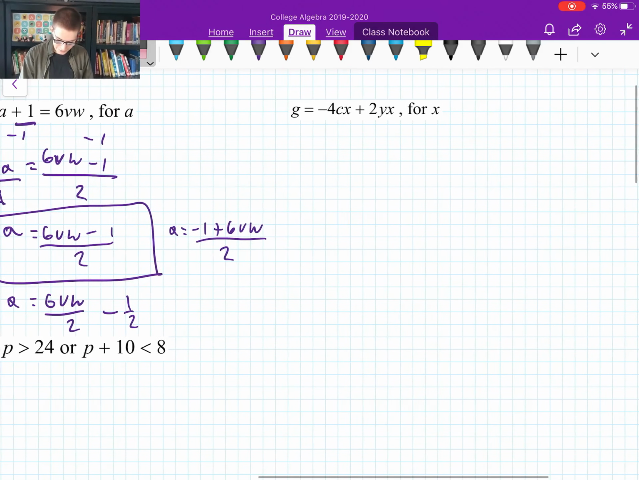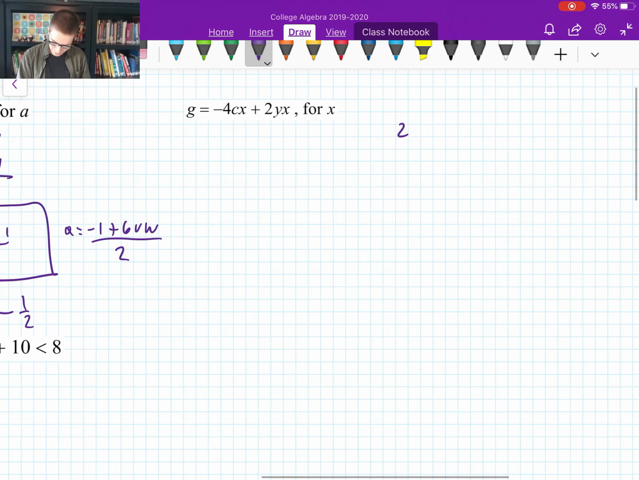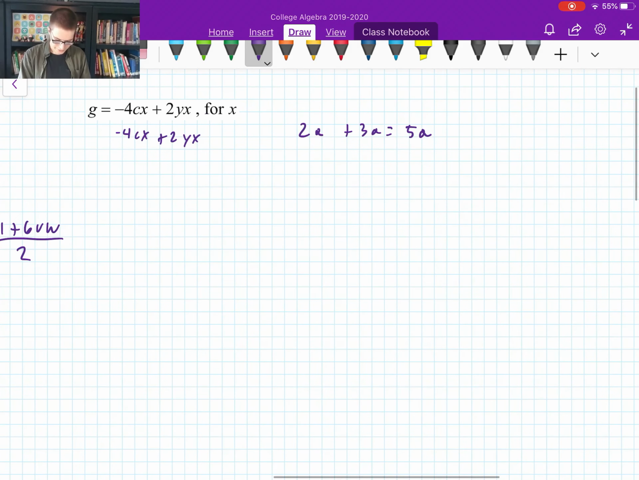So we need to combine these like terms. There's 2 ways of thinking about this. I'll just quickly go through both. And whichever one works for you, just go with that one, because you can do it both ways in 99% of the cases. So we could say minus 4cx plus 2yx. You can think of it kind of like if you had 2a plus 3a, that equals 5a. So you can think of it that way, and you could say this is minus 4c plus 2y times x, if that makes sense to you.